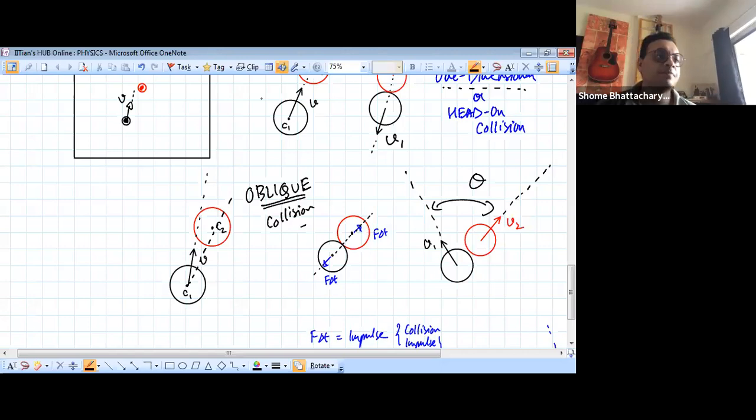So this occurs because of what we call an oblique collision. Now, I will just refresh the screen for a moment. Just hang on, guys. Okay.